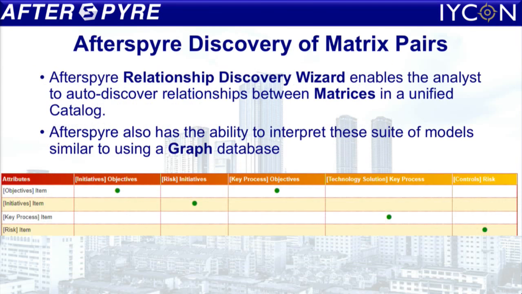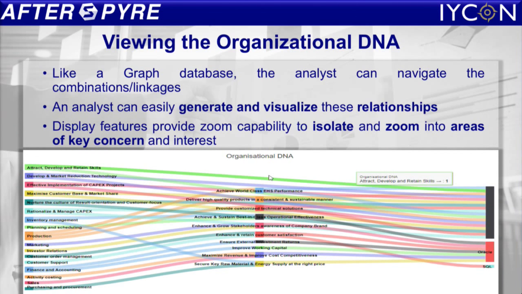These can be created manually, or they can be auto-discovered using the relationship discovery wizard, whereby we can actually import and create a unified catalog from different independent categories. And Afterspyre uses the ability, which is basically semantic matching, to match and merge all of this into the organizational DNA. You can generate and visualize these relationships, and we can actually zoom in to areas of key concern and interest, which I will demonstrate.